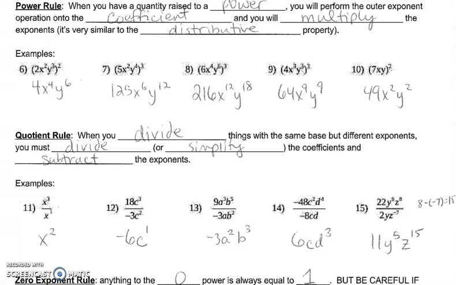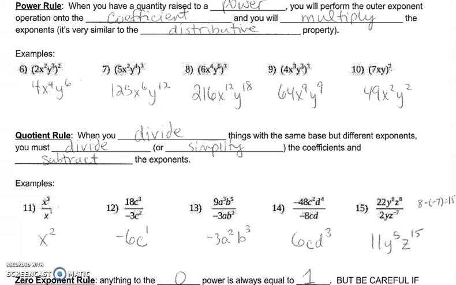Number 12, treat the numbers, the coefficients, like normal numbers. It is 18 divided by negative 3, negative 6. Take your exponents, 3 and 2, and subtract those. So c to the first power. Number 13, again, divide. 9 divided by negative 3 is negative 3. You do the a's together, 3 minus 1. Do your b's together, 5 minus 2. So negative 3, a to the second, b to the third.